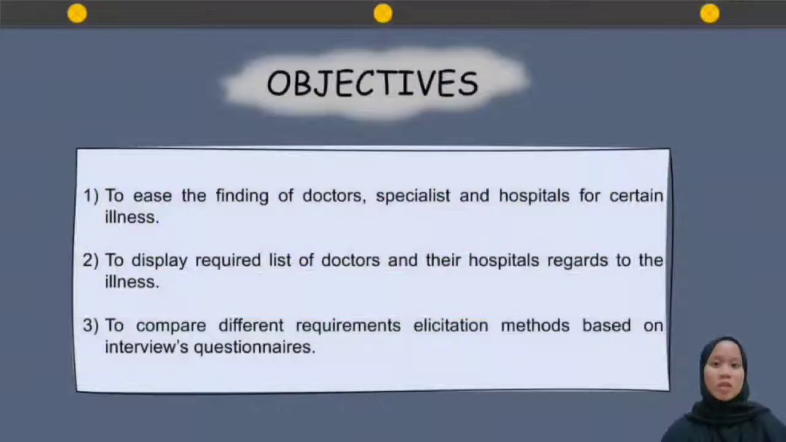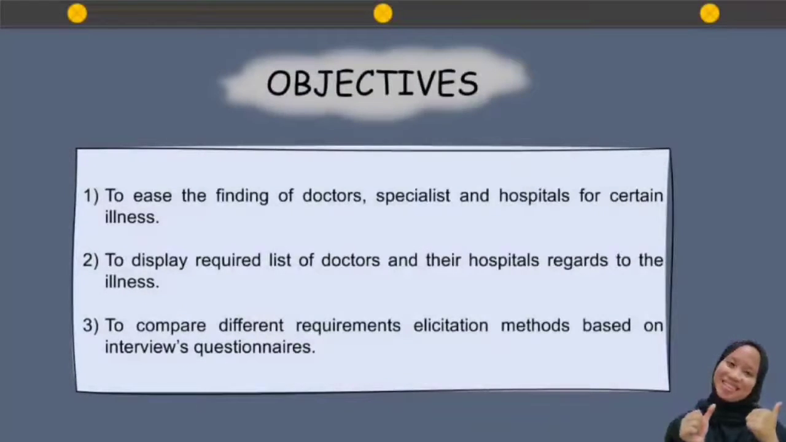So let's start. There are three objectives that we are going to discover today. The first one is to ease the finding of doctors, specialists and hospitals for certain illnesses. The second one is to display the required list of doctors and their hospitals with regard to the illness. And the last one is to compare the different requirements elicitation methods based on the interviewer's questionnaires.